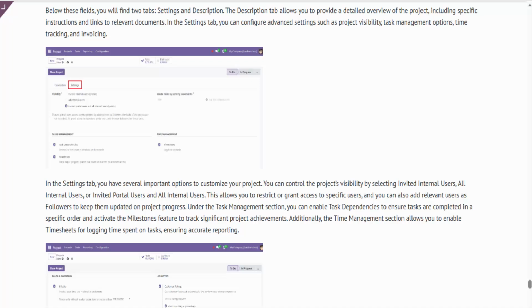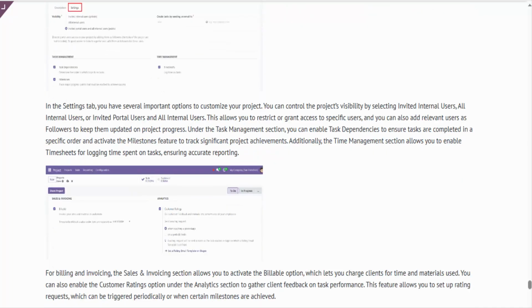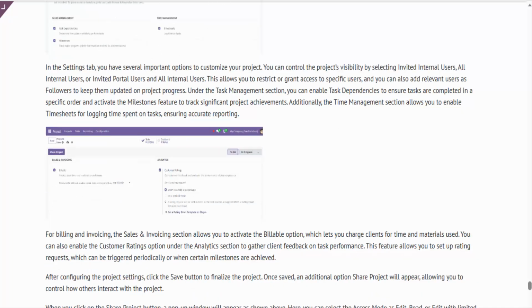Under the Task Management section, you can enable task dependencies to ensure tasks are completed in a specific order and activate the Milestones feature to track significant project achievements. Additionally, the Time Management section allows you to enable timesheets for logging time spent on tasks, ensuring accurate reporting.